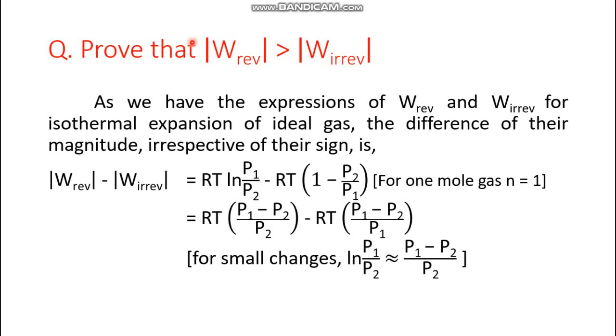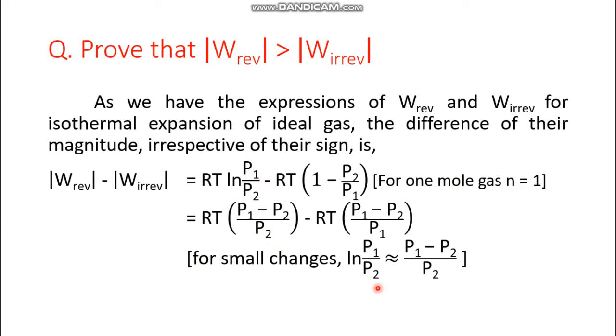Okay, so let's start. As we have the expressions of W reversible and W irreversible for isothermal expansion of an ideal gas, the difference of their magnitude irrespective of their sign is this one. So the magnitude of work done by the system reversibly minus the work done by the system irreversibly, within the modulus. Their expressions are RT ln P1 by P2, and the irreversible expression is RT into 1 minus P2 by P1. And here you have to mention that you have taken 1 mole of an ideal gas, that is n equals 1.